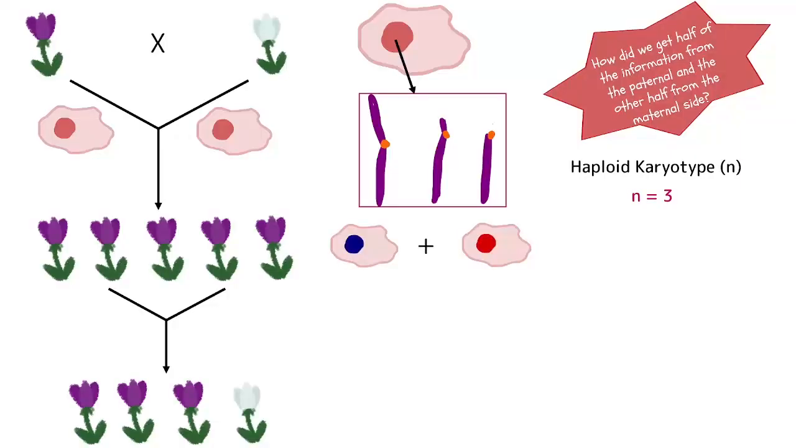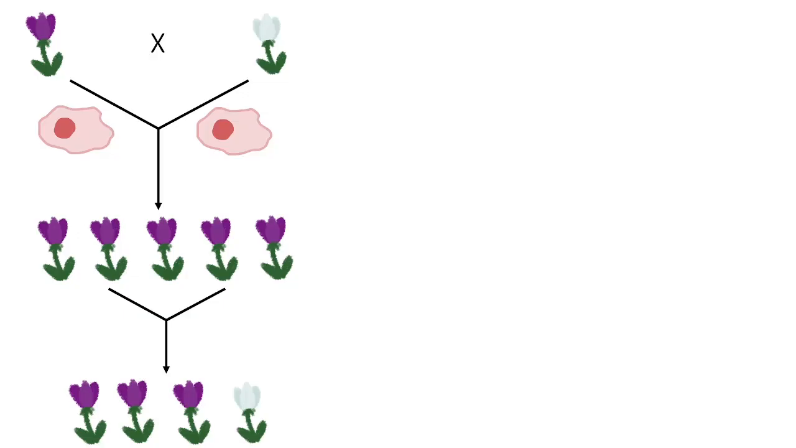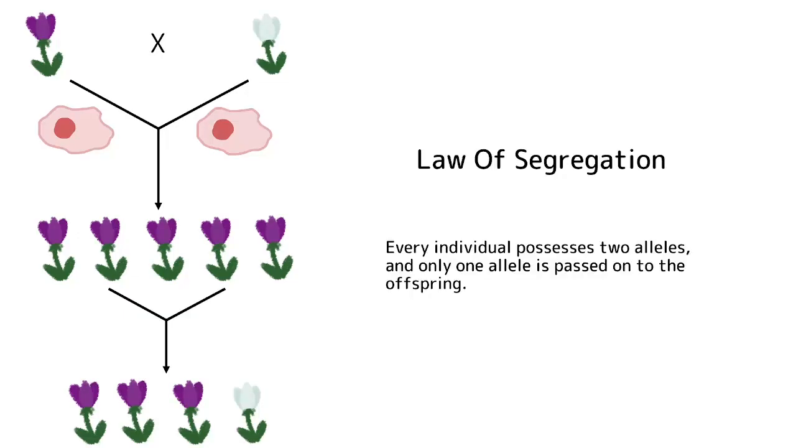Now, when 2 such gametes merge, they create a zygote. And if we look at the karyotype of the zygote, as you can see, we have 2 homologous, similar, same chromosomes, one from the paternal side and one from the maternal side. And this is called the diploid karyotype. As such, we can define the first law of Mendel, the law of segregation, which tells us that every individual possesses 2 alleles and only one allele is passed on to the offspring.